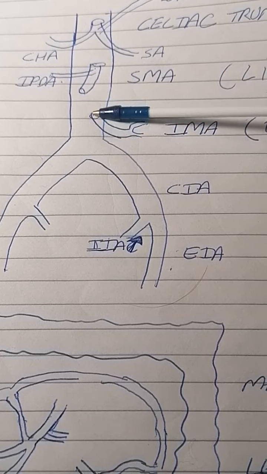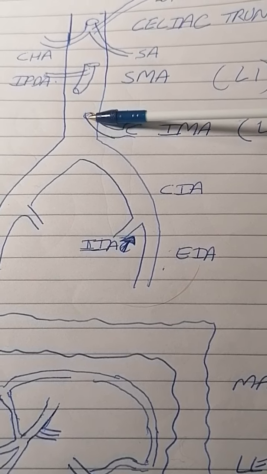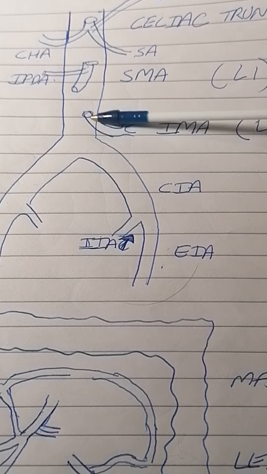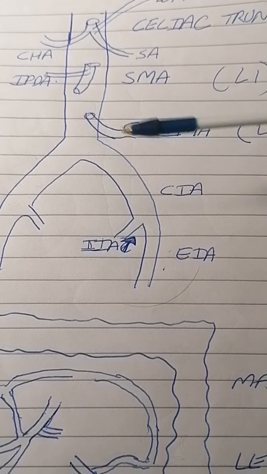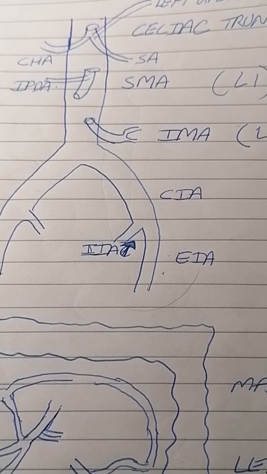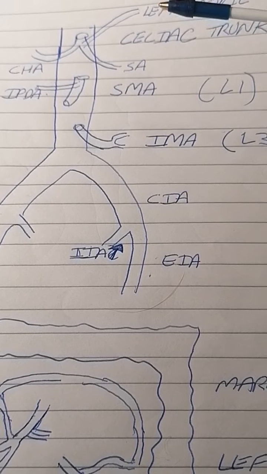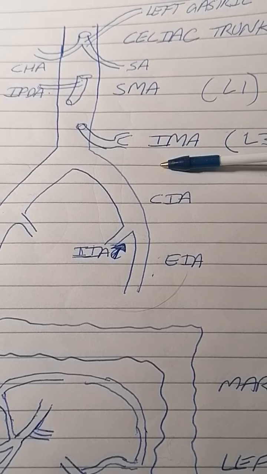And the origin of the inferior mesenteric artery is the lowest. The inferior mesenteric artery is the lowest of these three main branches of the aorta. It is at the level of L3, so T12, L1, L3.